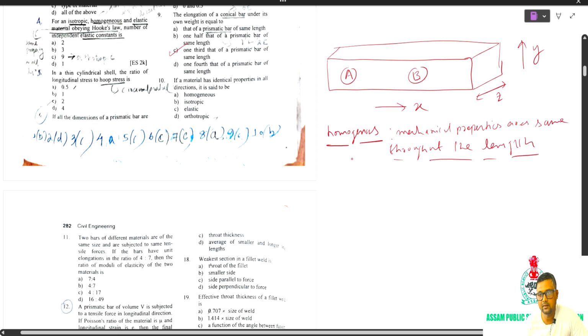That means if I take the stress value, sigma A along x direction is sigma B along x. Similarly, sigma A along y is equal to sigma B along y. Sigma A along z equals sigma B along z. If you take any other direction also, suppose this is x, this is y, this is z, you can take x dash, y dash, z dash, x1, y1, z1, any direction. If you find all the properties along the particular length are the same, then it is said to be homogeneous.